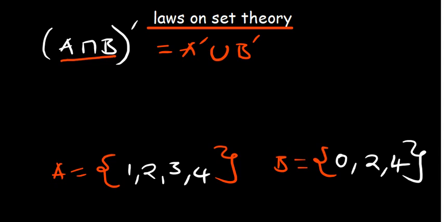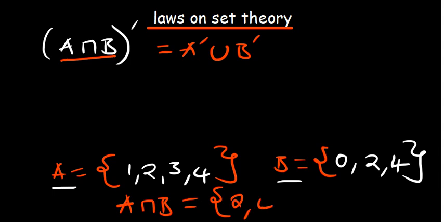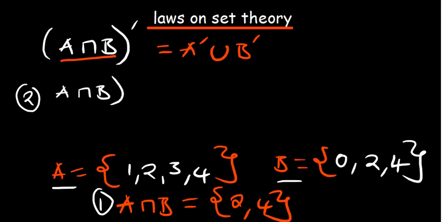For the sake of our A intersection B, if you look at A and B, what is the intersection of these two? What is common between the two sets? A intersection B is equivalent to 2 and 4, which we can clearly see are the common elements. So now when you talk about its complement, this can be your first step, you indicate that. Then your second step is going to be the complement of it, which is A intersection B, then complement of it.